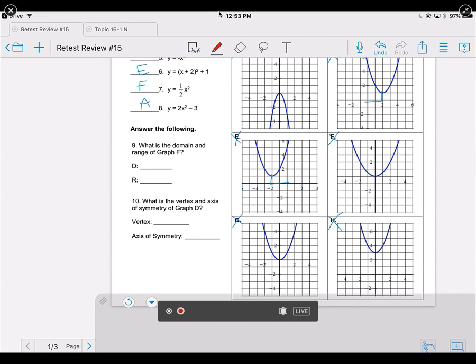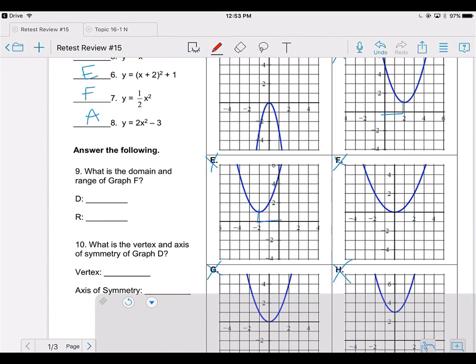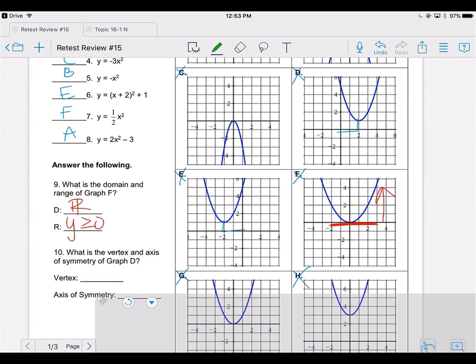Now we're asked to find the domain and range of graph F. So always, domain and range, all reals all the time, always, all quadratic equations. My range for F starts at 0 and goes up, so my y's are greater than or equal to 0. Vertex and axis of symmetry for D. My vertex is the point 2, 1. So therefore, my axis of symmetry is x equals 2.